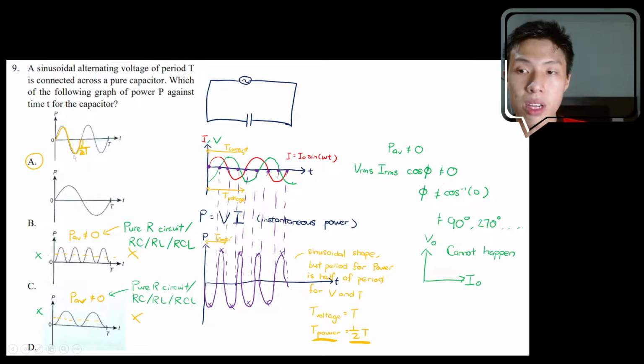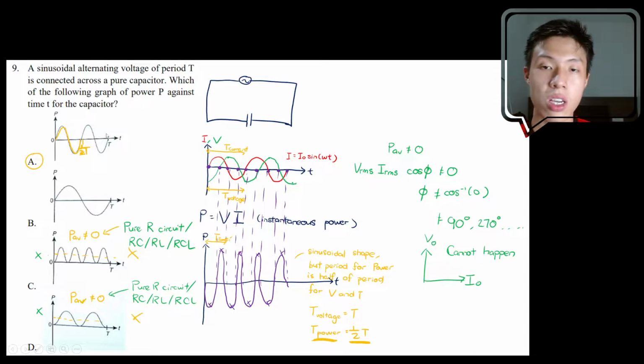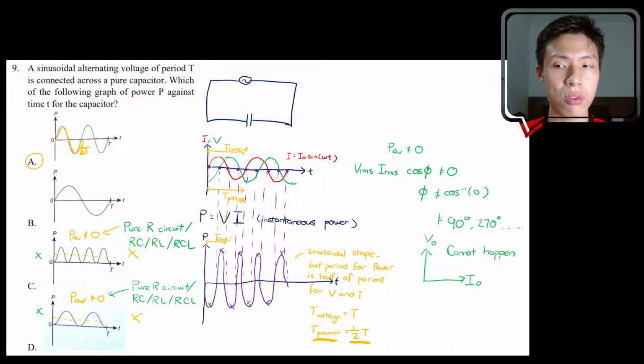But now you have to look at the period. You've already mentioned that the period for power is always half the period of voltage. That's why you have two complete oscillations within one period of the voltage. This is how we think about the question. Sorry if I didn't manage to explain it really coherently.